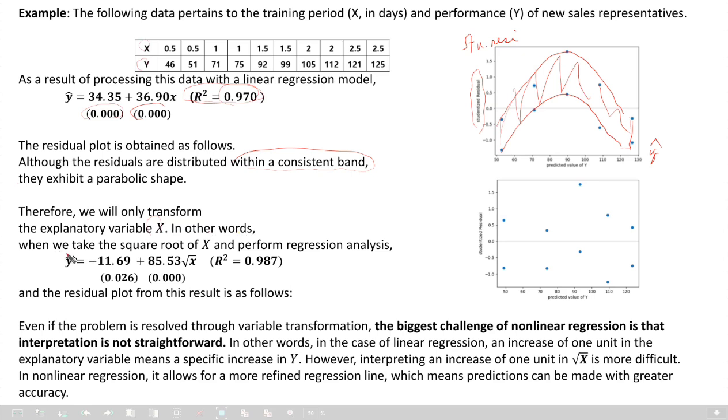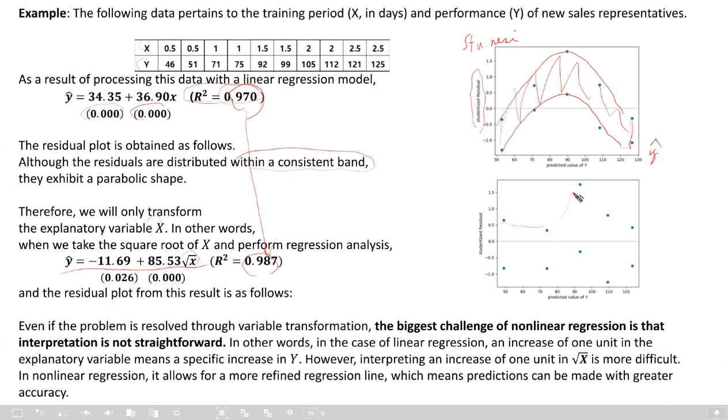In other words, when we take the square root of x and perform regression analysis, the result will be y hat equals minus 11.69 plus 85.56 square root x. R square will be 0.987, a little bigger R square than we obtained before, and the p-value is 0.026 for the intercept and 0.000, almost 0, for the coefficient of square root x. And the residual plot from this result is as follows, like this.